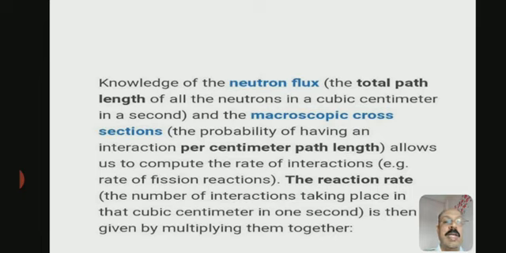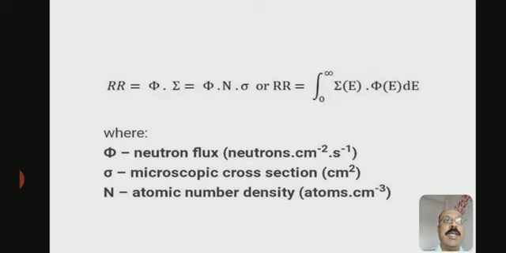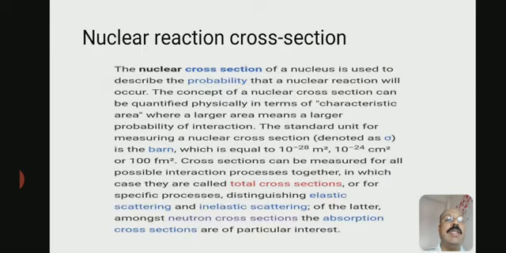The reaction rate is then given by multiplying them together, that is reaction rate is equal to phi sigma, equal to phi n sigma, or RR is equal to the integration from 0 to infinity of sigma(E) phi(E) dE, where phi is the neutron flux, sigma is the microscopic cross section, and n is the atomic number density. This is the reaction rate.